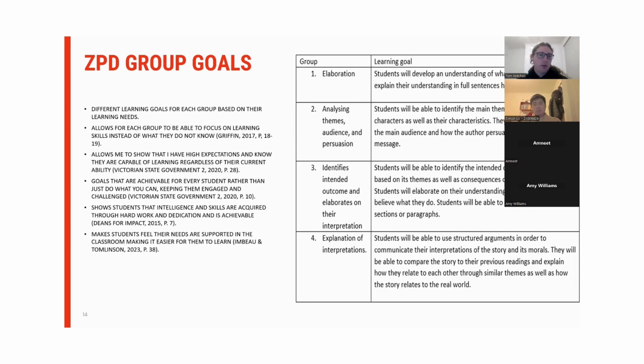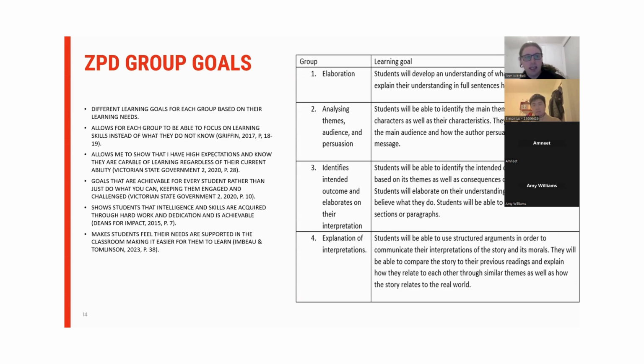This allows for each group to be able to focus on their learning skills as opposed to what they do or do not know. It allows me to show that I have high expectations for them and know that they can learn regardless of their current knowledge and abilities. The goals are achievable, which makes it so that every student can learn. And I'm not just going to tell them, just do whatever you want, regardless of their high or low. I want them to be challenged and learning.